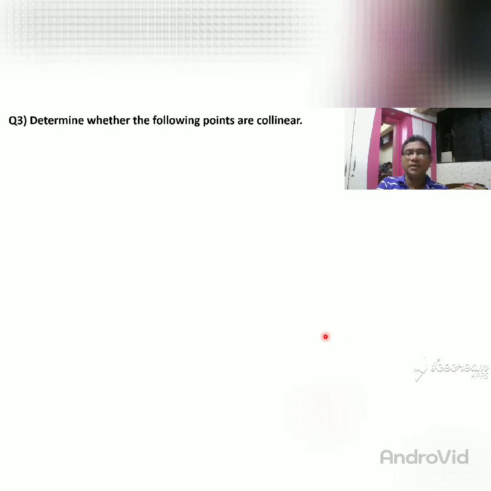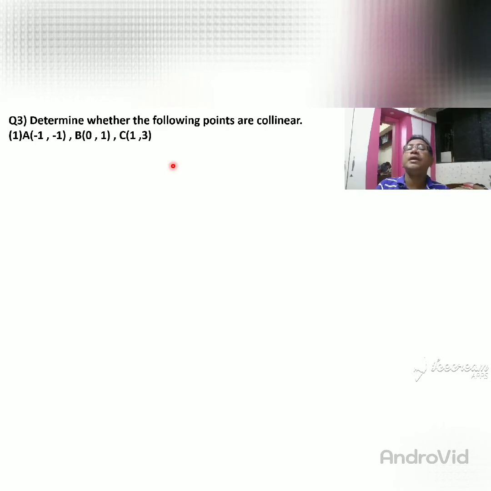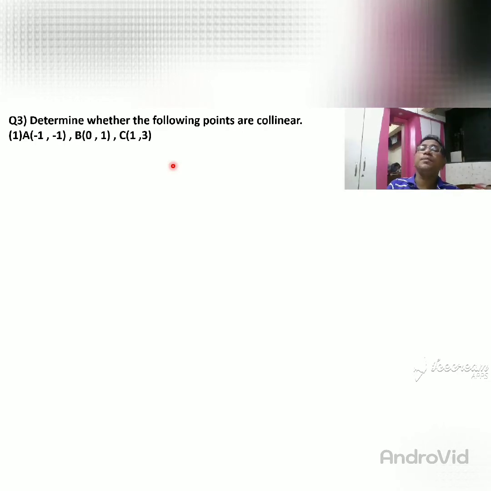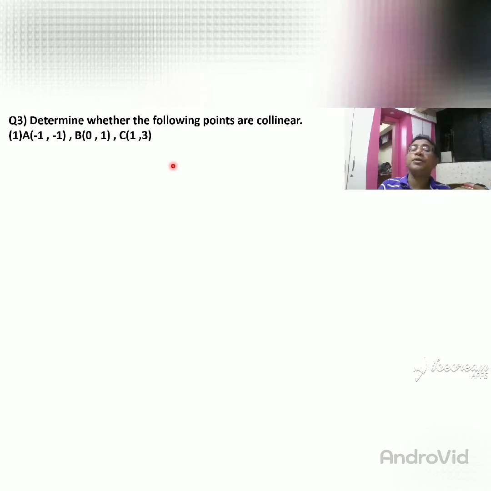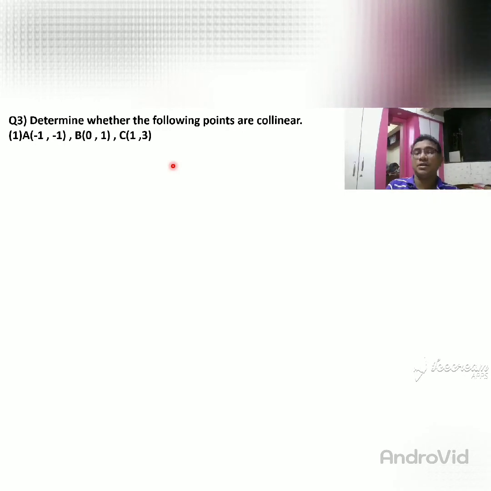Whatever it may be can be seen on the screen. Determine whether the following points are collinear. So what is the meaning of collinear? Collinear means all the points are on the same line. If all the points are on the same line, then those points are called collinear.